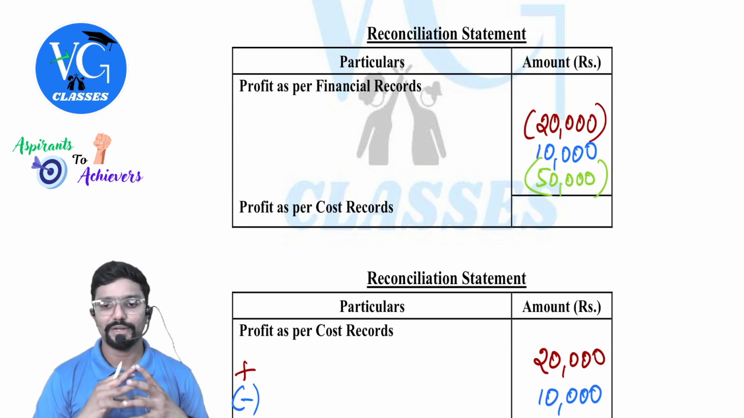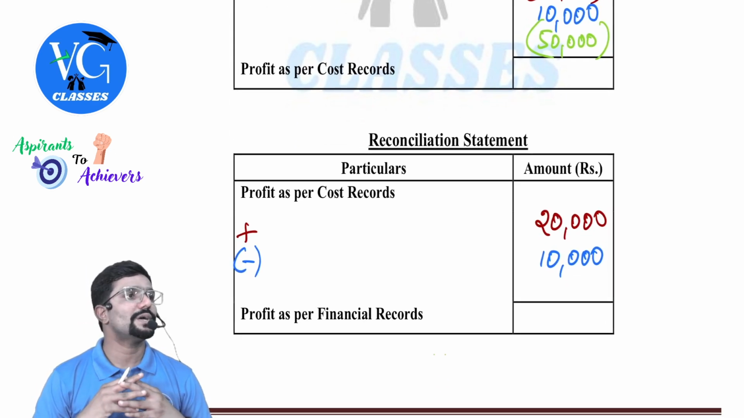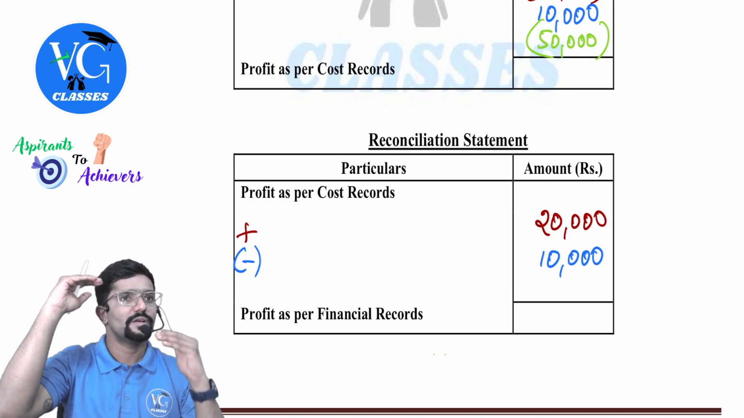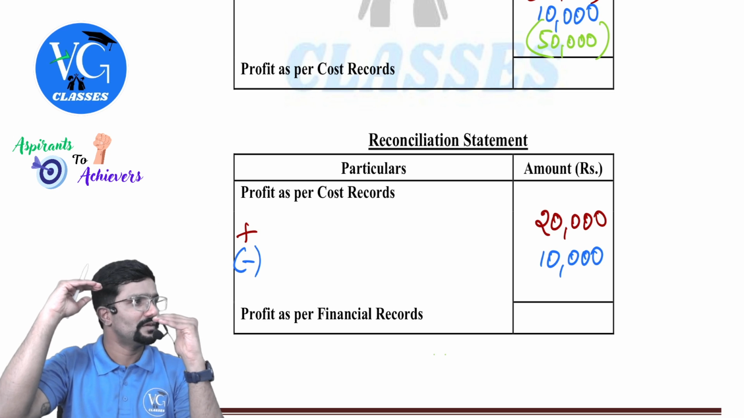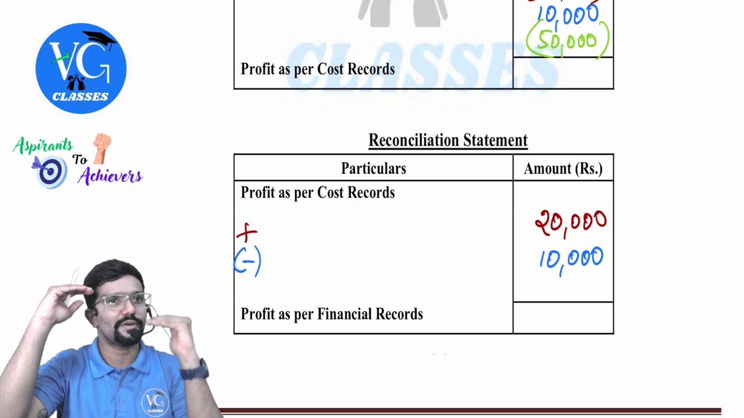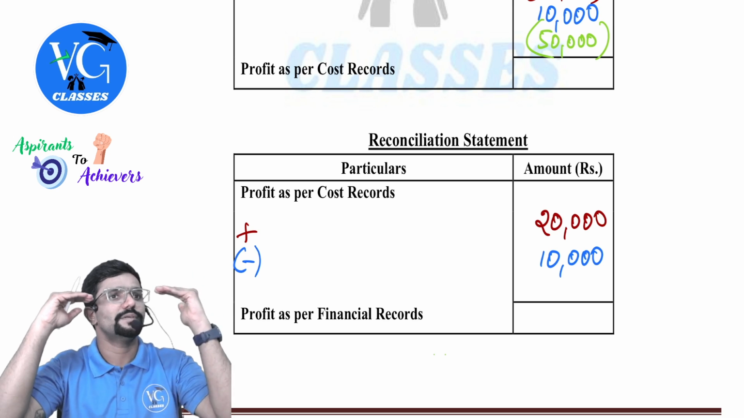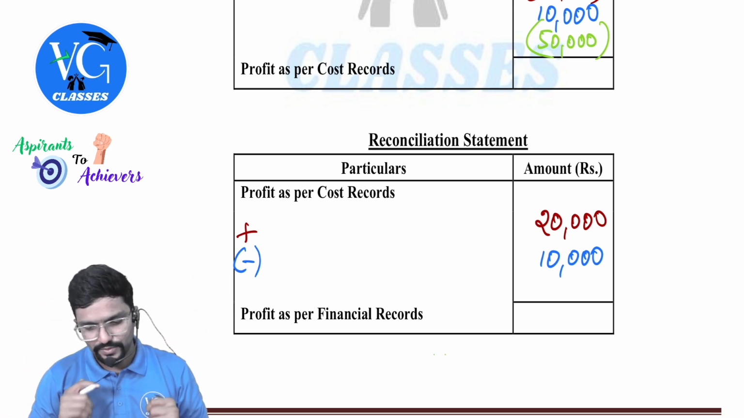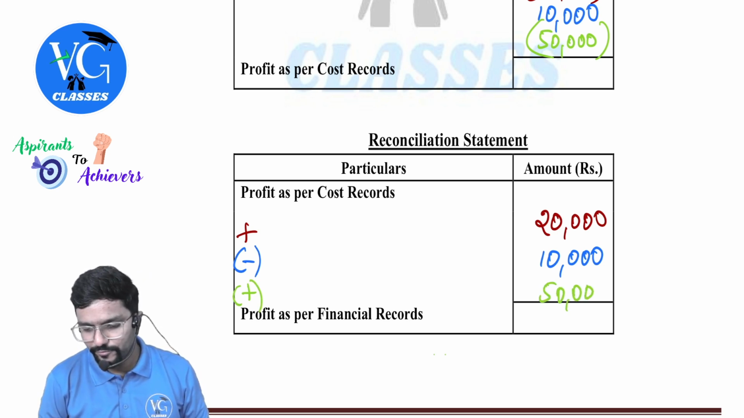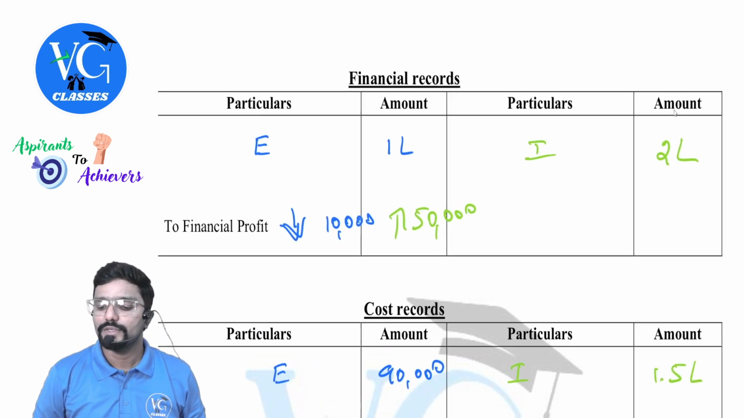Okay, sir. Next one, coming to costing profit. My financial profit has already gone up by an excess of 50,000. My costing profit is 50,000 below. Now my starting point is costing profit. Any adjustment I can make is for costing profit. So if I have to match it with financial profit, what should I do? Add it up. So add 50,000.